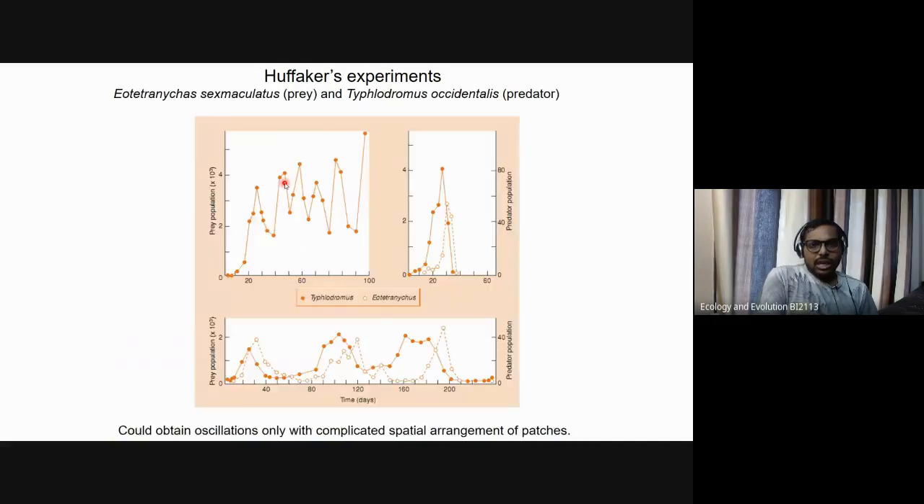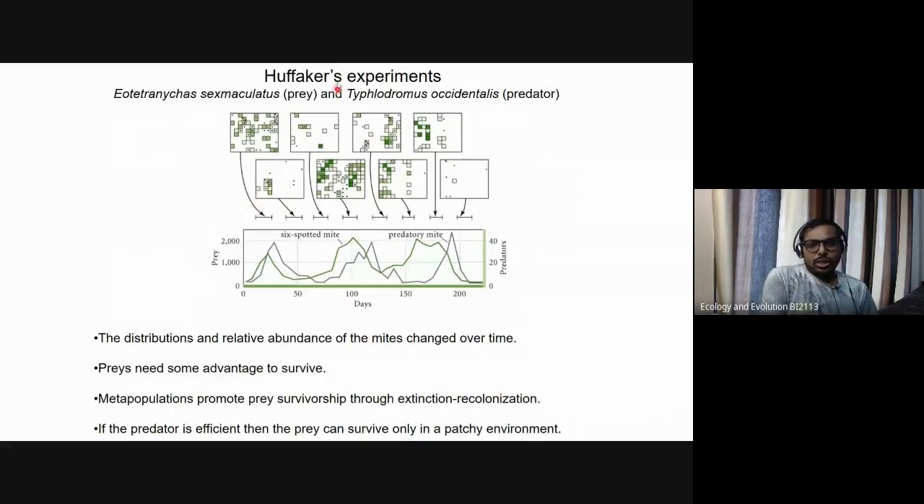Okay, so you can see that it goes up and down, and the relative spatial distribution of the prey and the predator keeps altering, but finally you end up getting your blessed oscillations. So Huffaker's insight was that if you put a prey and a predator together, then unless the prey has some kind of advantage, either in the form of a refugia or something that it can do which the predator can't, the predator will always, over long enough time, drive the prey to extinction.